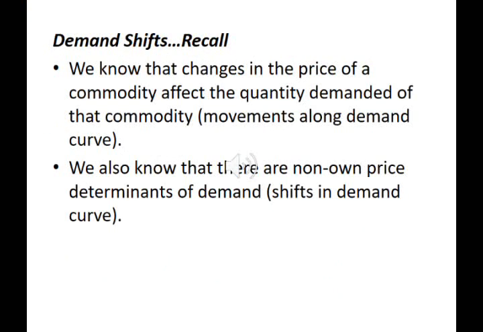The second idea that the chapter goes through is the idea of demand shifts, which we studied before. We know that changes in the price of a commodity affects the quantity demanded of that commodity, i.e. it causes movements along the demand curve. We also know that there are non-own price determinants of demand, which are represented by a number of factors that cause shifts in the demand curve, okay? And these factors are anything but the commodity's own price.